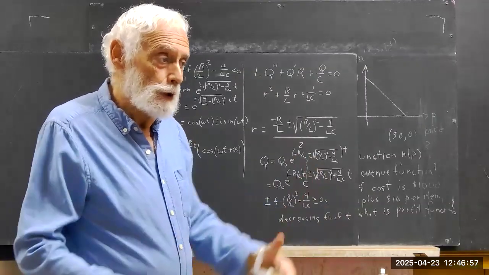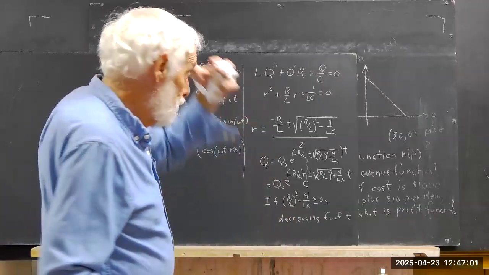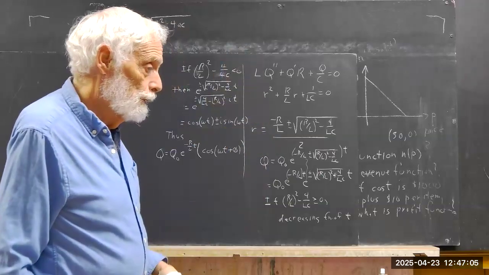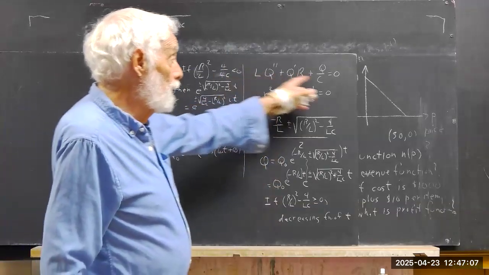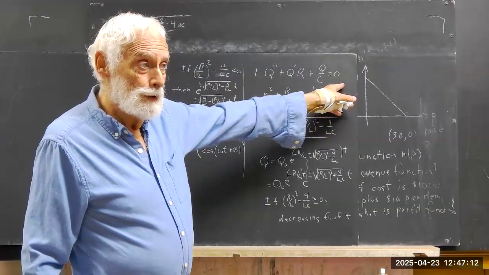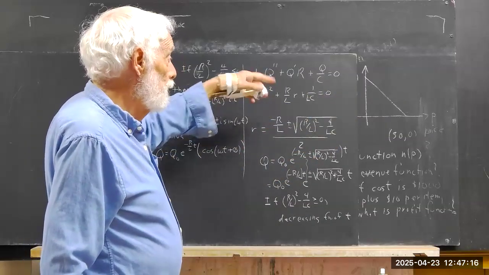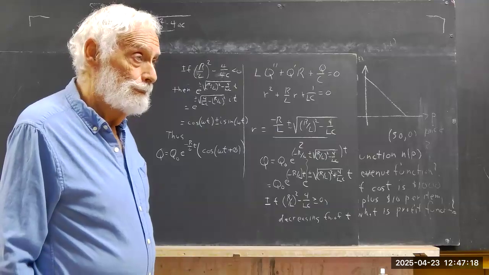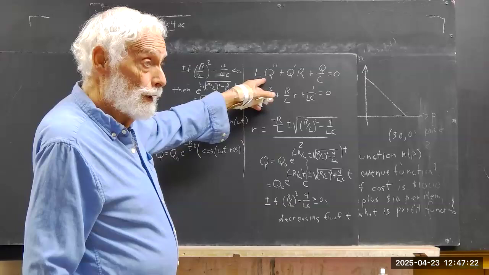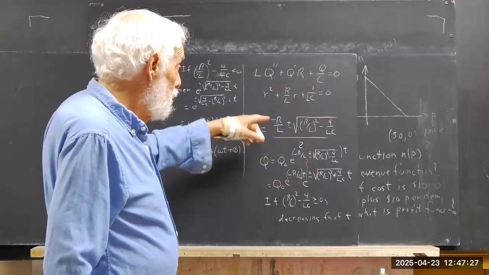Now, everybody I'm talking to right now has had differential equations, so I think you know what I'm talking about. If you haven't, well, we're going to solve this equation here. It's pretty easy to solve if you just let Q equal e^(rt). Plug that in: Q double prime will be r squared e^(rt), Q prime will be r e^(rt), and so forth.